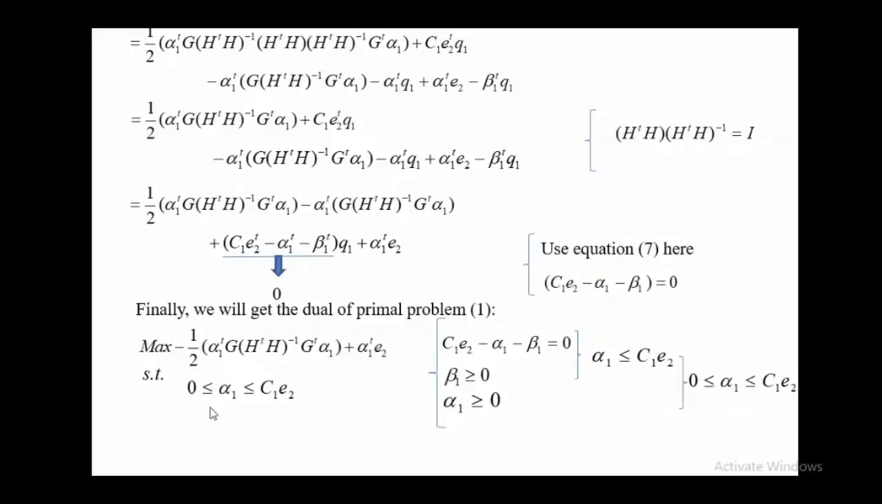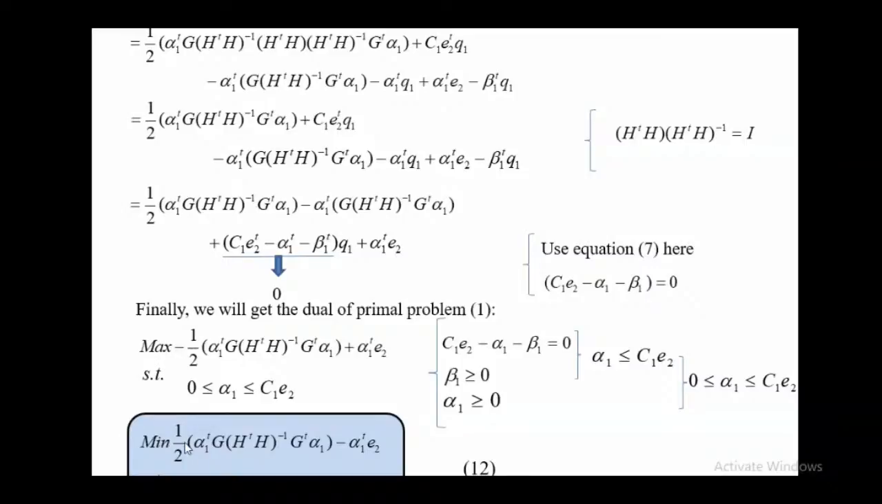Now this is a maximization problem, so we can write it in minimization form. Just multiply with minus, so you get minus 1 by 2 alpha 1 transpose G H transpose H inverse G transpose alpha 1 minus alpha 1 transpose C2. Now this particular thing is your dual form of your primal problem 1. How you can solve this I will discuss in later slides. This dual form is for primal problem 1. In the same manner you have to find it for the other one also.